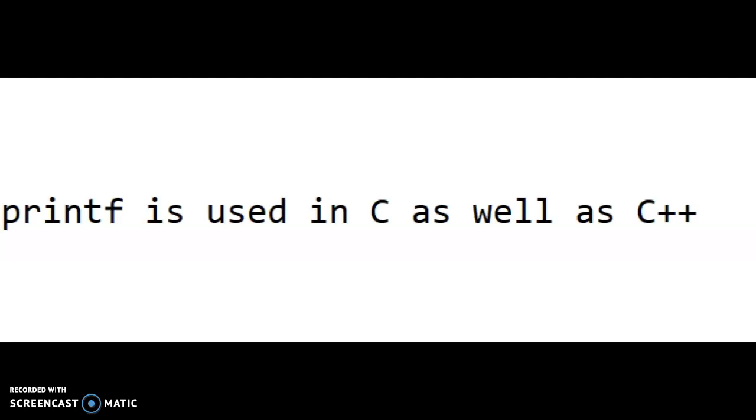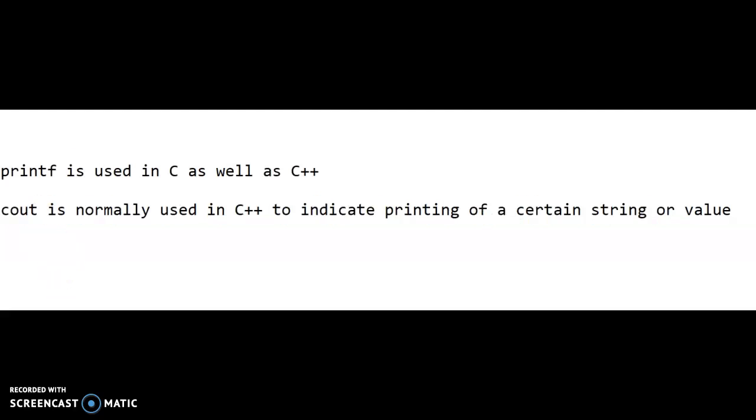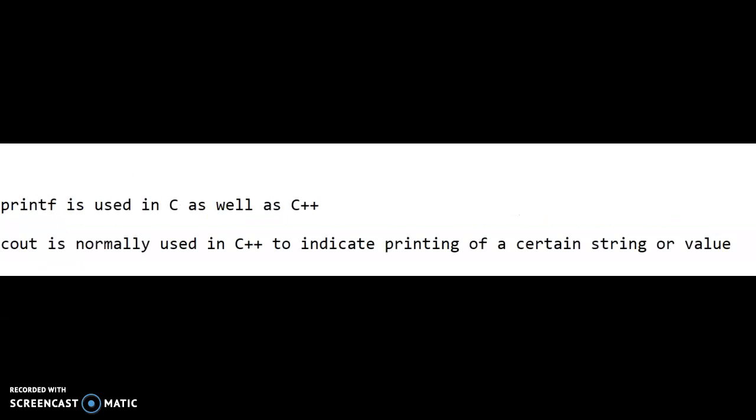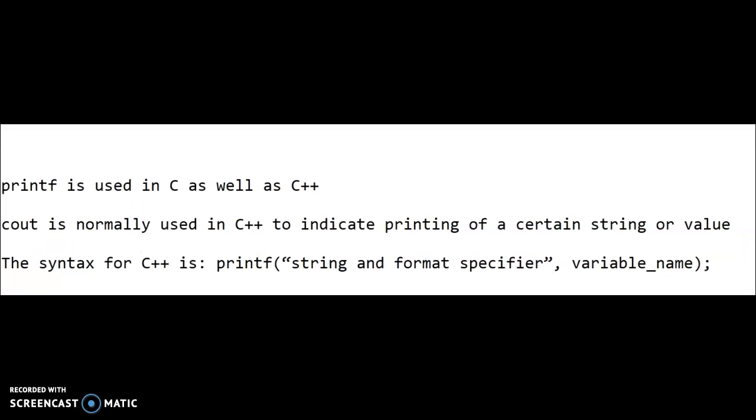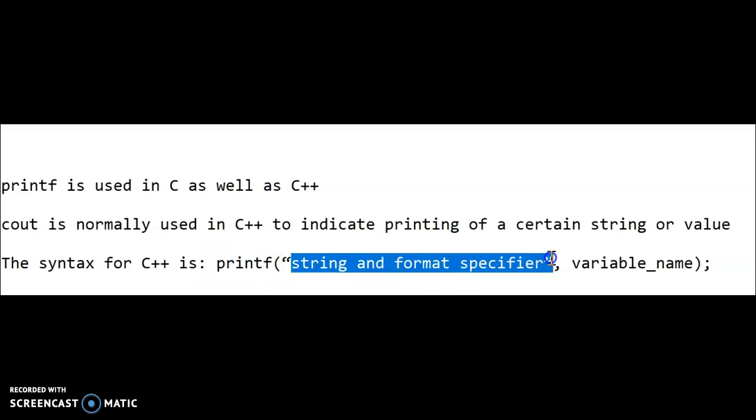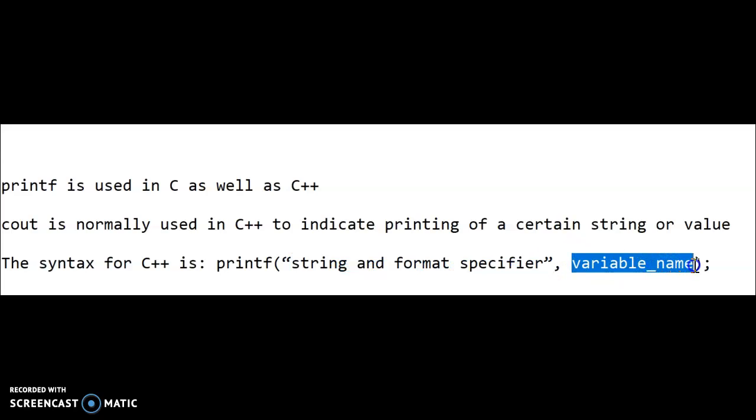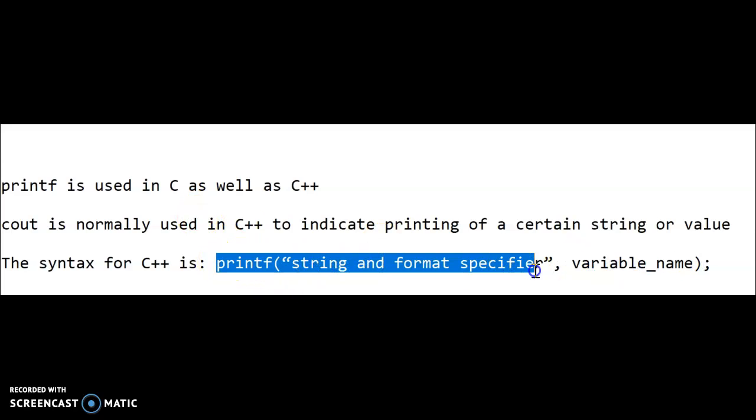Printf is used in C as well as C++. However, it is also very obvious that cout is normally used in C++ to indicate printing of a certain string or value. So if we look into printf syntax for C++, it is printf string and format specifier with the variable name. So what does this syntax actually mean?